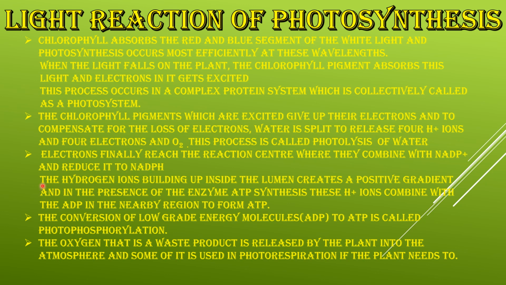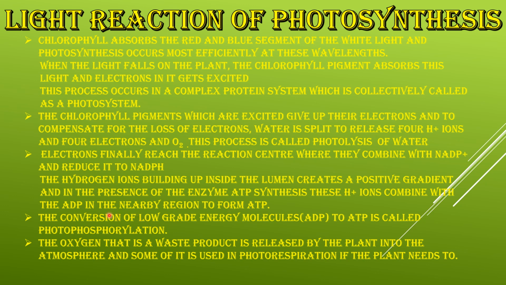Now, the OH minus ions formed during this splitting of the water molecule lose electrons to form hydrogen peroxide, H2O2, which is very unstable towards light, and decomposes readily to form water and oxygen. Thus oxygen is released as a byproduct of photosynthesis from the raw material water.